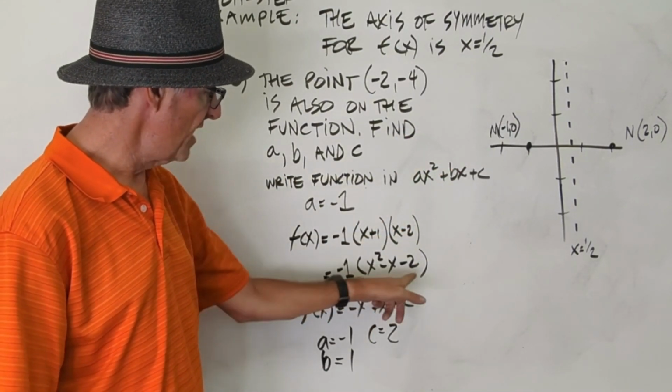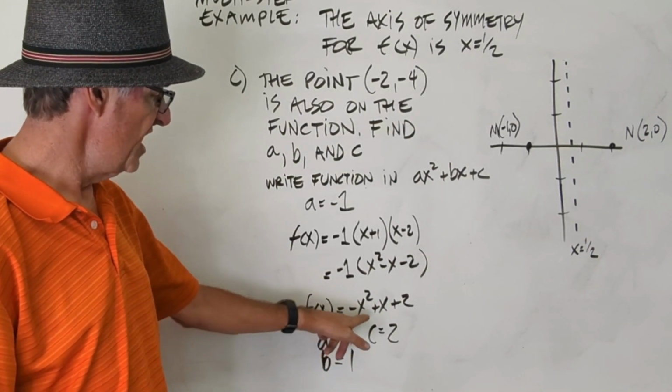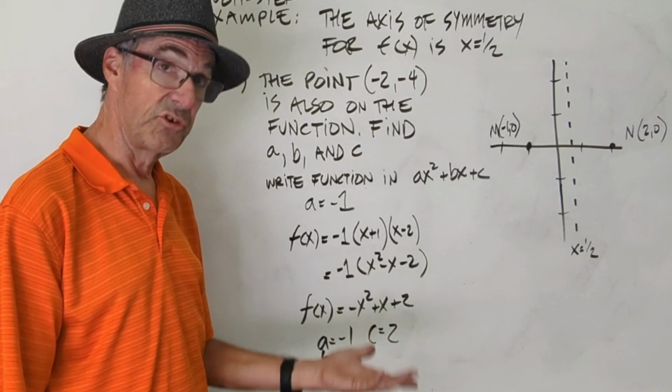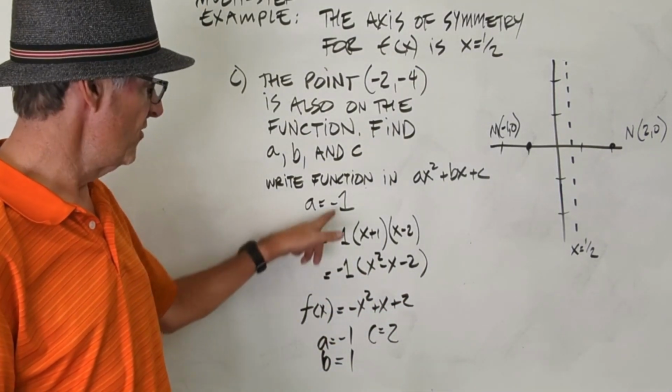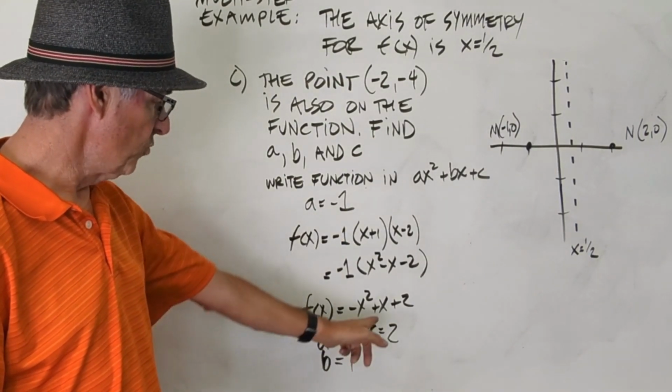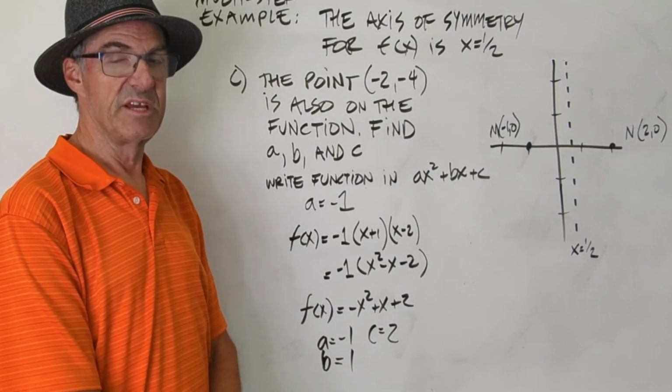I multiplied the two binomials. I distributed my -1, and I get f of x is -x squared plus x plus 2. And that gives me my a, b, and my c. A is -1. We know that from here as well. B is 1, and c is 2. So that gives us the values of a, b, and c.